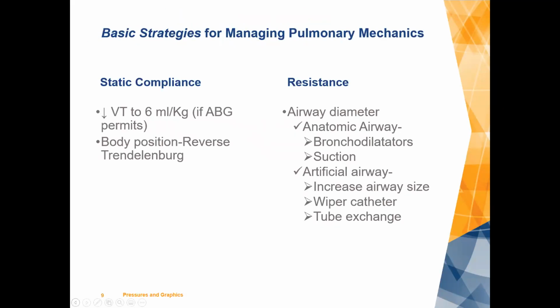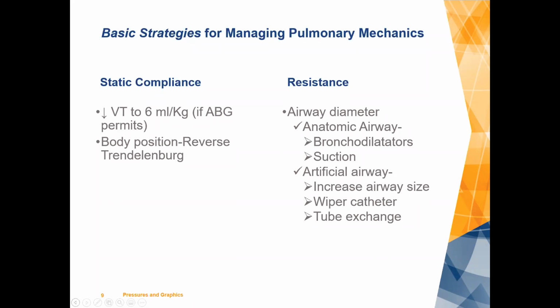So, basic strategies for monitoring or managing pulmonary mechanics. For static compliance, decrease your tidal volume to 6 mLs per kg if the ABG permits. I'm kind of lying to you a little bit. ARDSNet basically says you go down to 6. If 6 doesn't do it, and the patient can relatively tolerate it, you can go down as low as 4 mLs per kg.